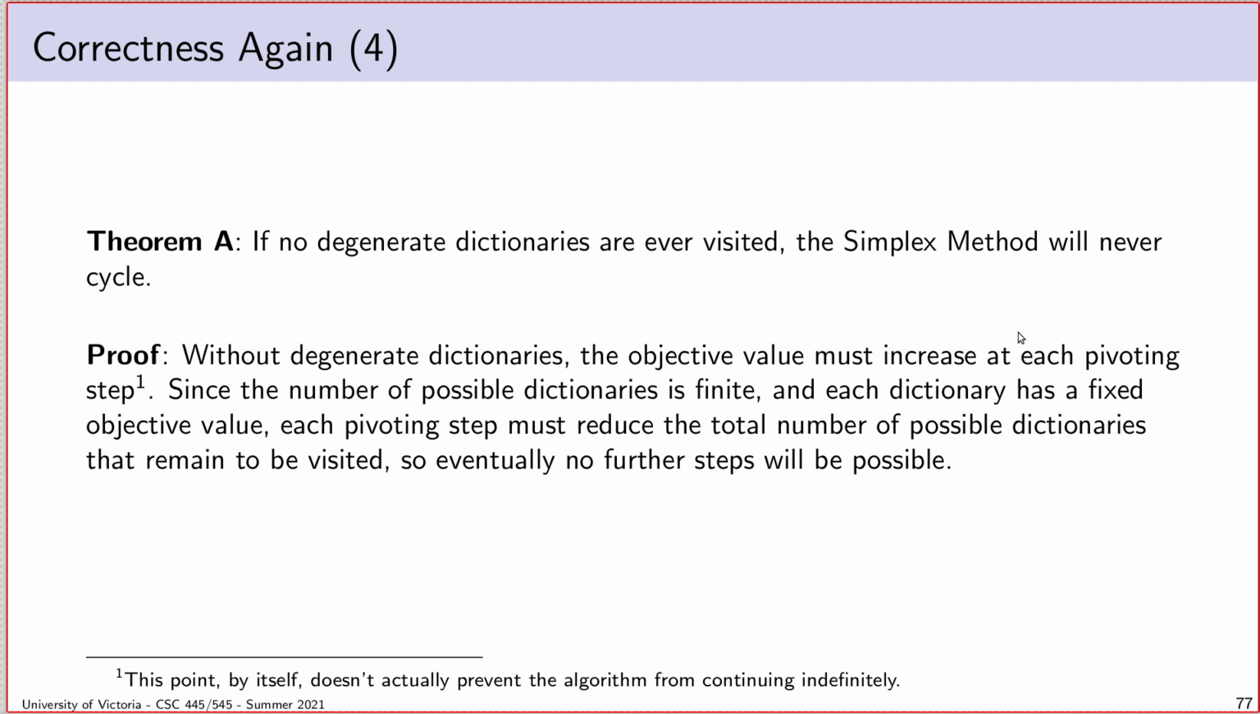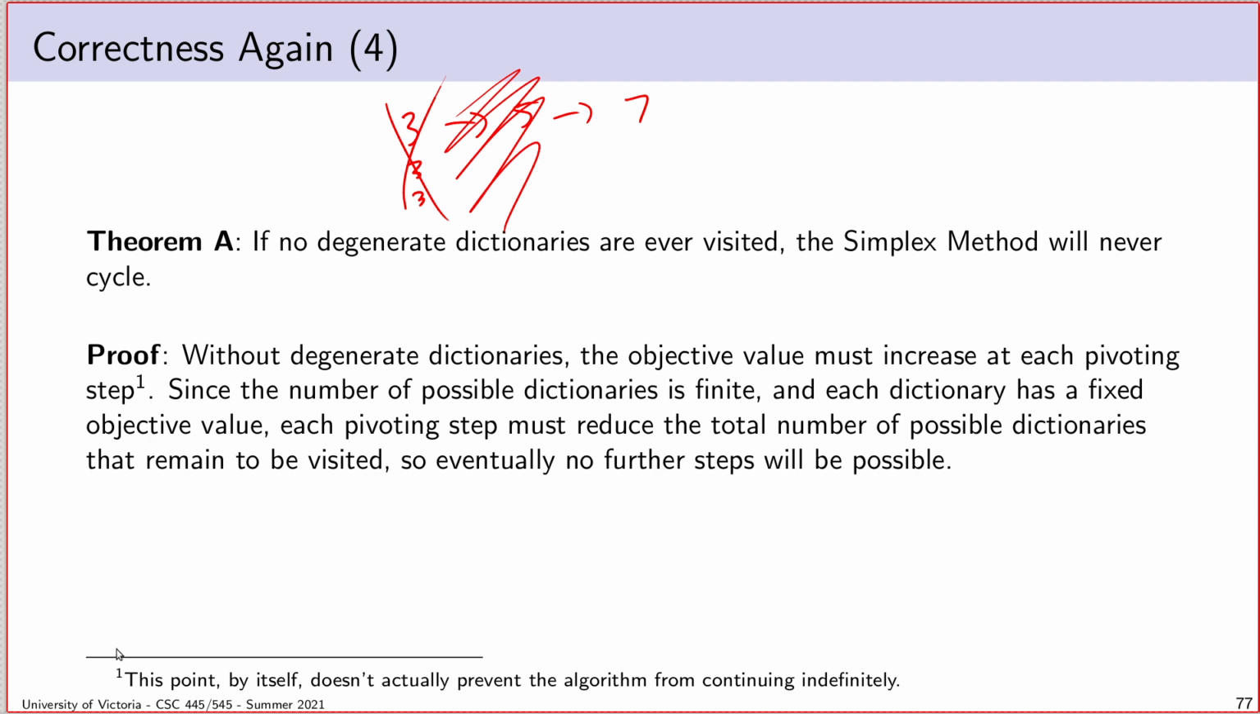Since there are only a finite number of possible dictionaries, and each dictionary's objective value is a property of the dictionary, it's a constant, then each pivoting step reduces the number of other dictionaries I could possibly ever see. Obviously if I visit a dictionary with objective value 3 and I do a pivot to take me to objective value 5, any other dictionary with objective value 3 will never be seen again. They're all ruled out. So every time I increase my objective value, I eliminate a bunch of other dictionaries from my search space. And that means eventually I'm going to reach either an optimal dictionary or find that the problem is unbounded. I'll just run out of other options.